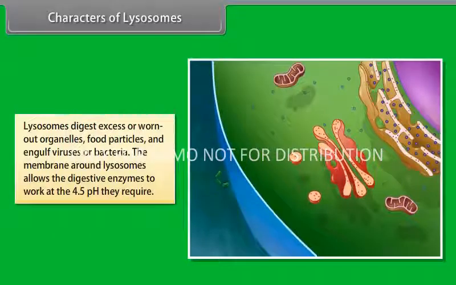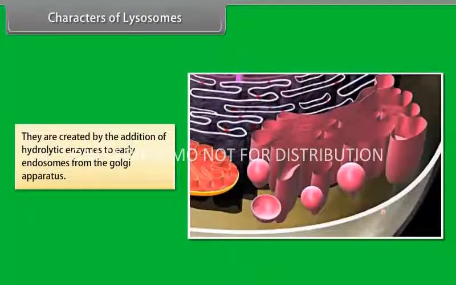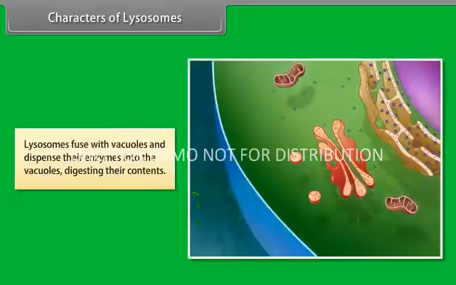Lysosomes digest excess or worn-out organelles and food particles, and engulf viruses or bacteria. The membrane around lysosomes allows the digestive enzymes to work at the 4.5 pH they require. They are created by the addition of hydrolytic enzymes from the Golgi apparatus to early endosomes. Lysosomes fuse with vacuoles and dispense their enzymes into the vacuoles, digesting their contents.